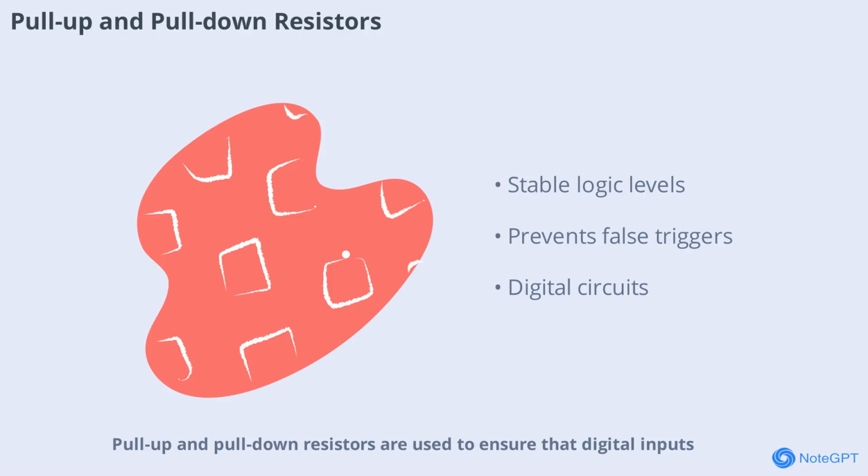Pull-up and pull-down resistors are used to ensure that digital inputs are at a defined logic level when no active signal is present. Pull-up resistors connect the input to a high voltage, while pull-down resistors connect it to ground. These simple components help prevent erratic behavior and false triggering in digital circuits.